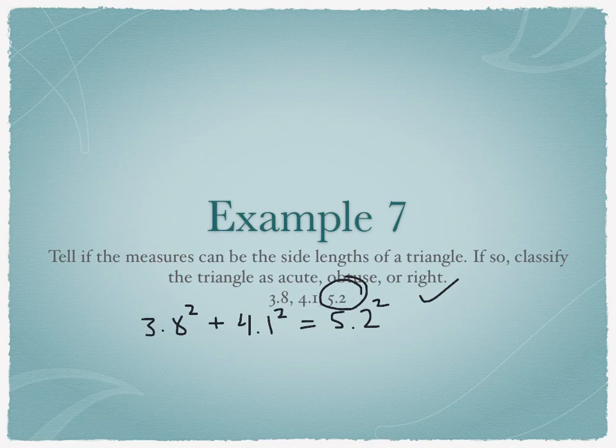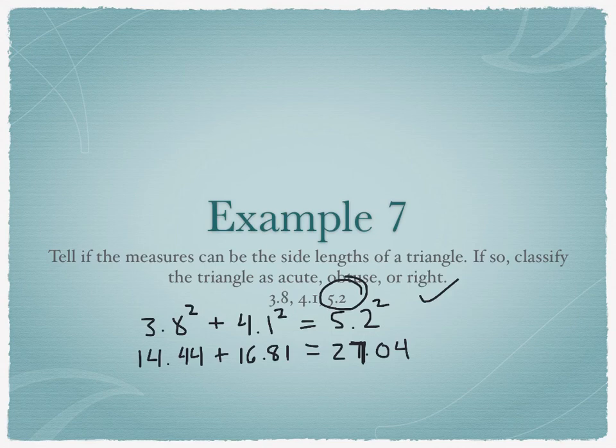So what's 3.8 squared? 14.44. What's 4.1 squared? 16.81. And what's 5.2 squared? 27.04. You guys will not have decimals on your quiz. But since you have a calculator in front of you now, I know you guys can do this.